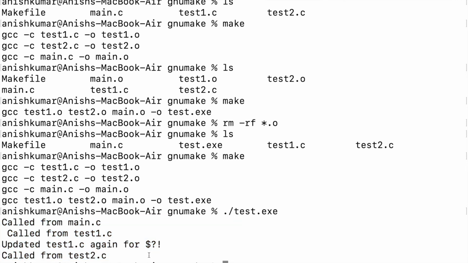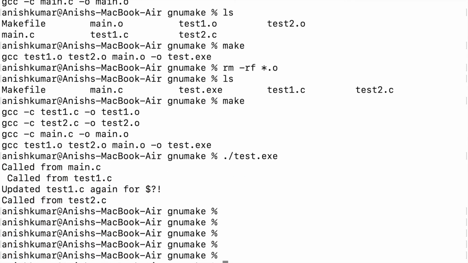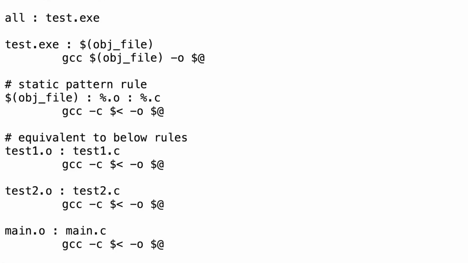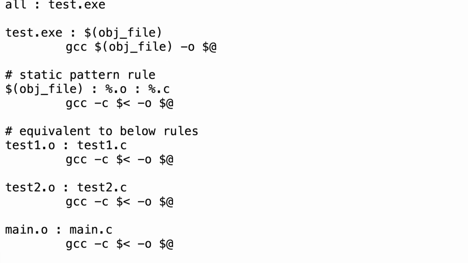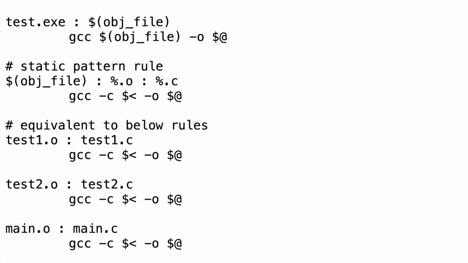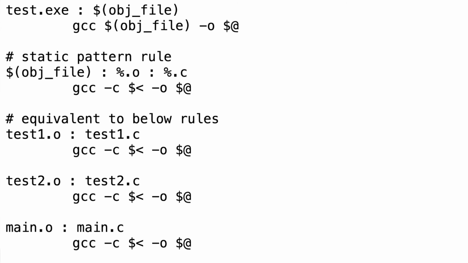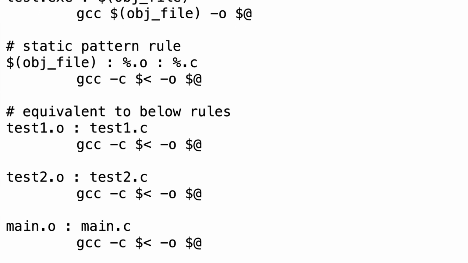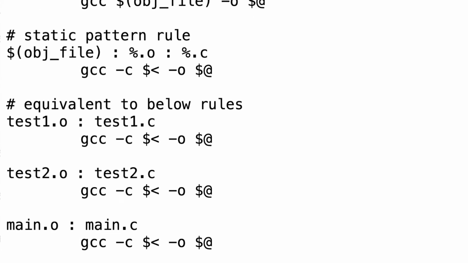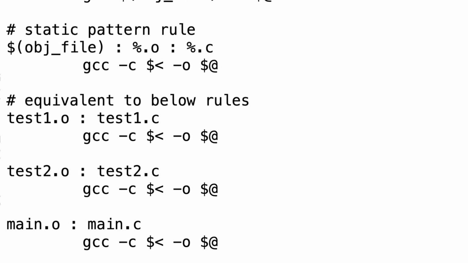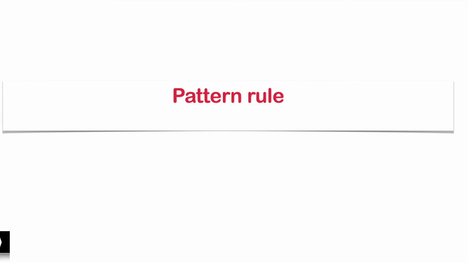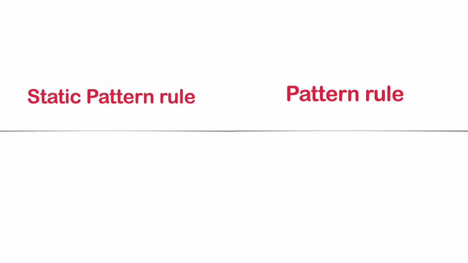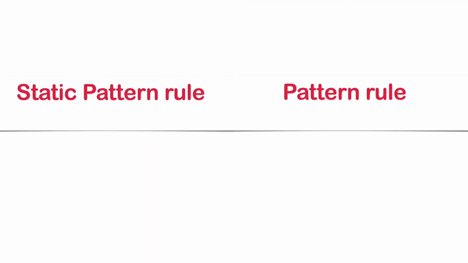I will go back again to the Makefile and show how powerful this static pattern rule is. This static pattern rule is equivalent to the below three rules, where a separate rule is written to generate each object file. This is how you can minimize your Makefile size by using a static pattern rule. Next, we will see the pattern rule and understand the difference between static pattern rule and pattern rule.